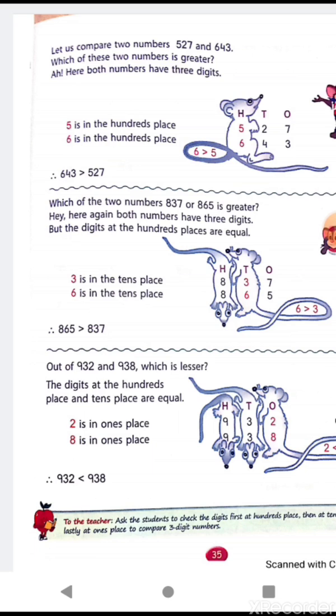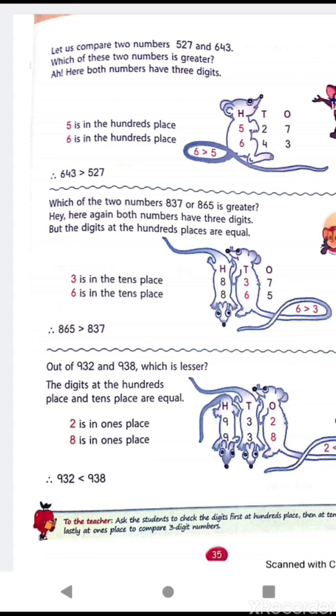837. Now the next case could be, what if the digits at hundreds and tens place are the same? Now see this example. Out of 932 and 938, which is lesser? Now in this example, both the numbers have 3 digits. The digit at hundreds place is the same, that is 9. The digit at tens place is the same, that is 3.